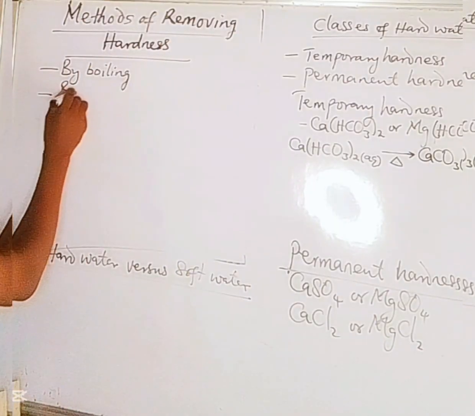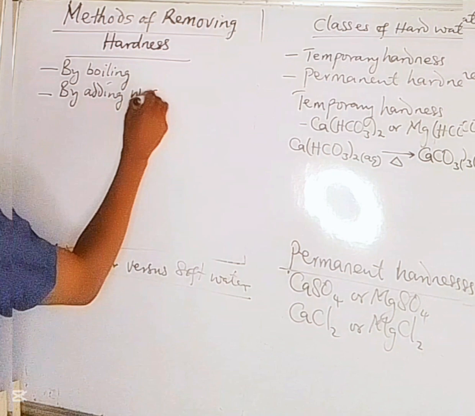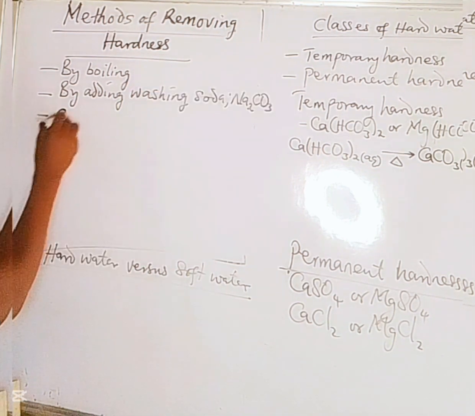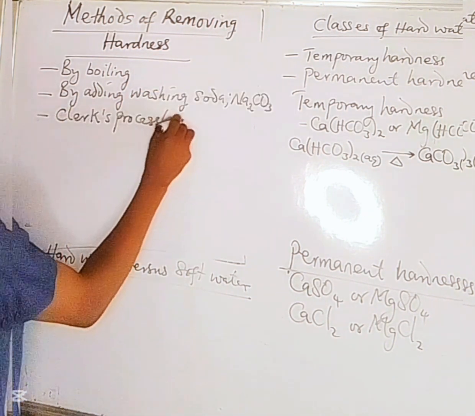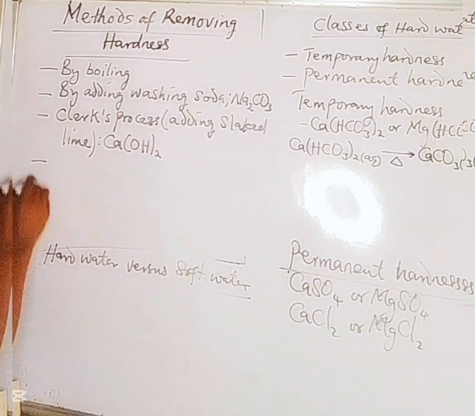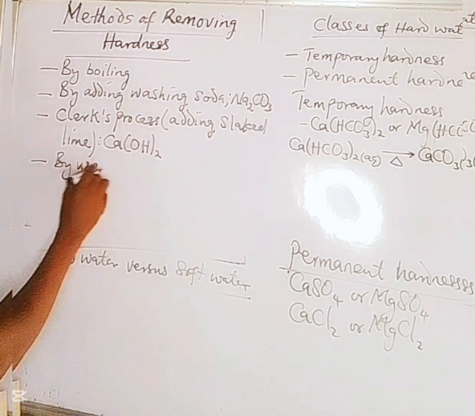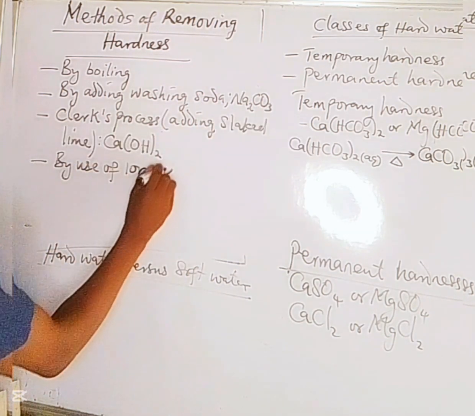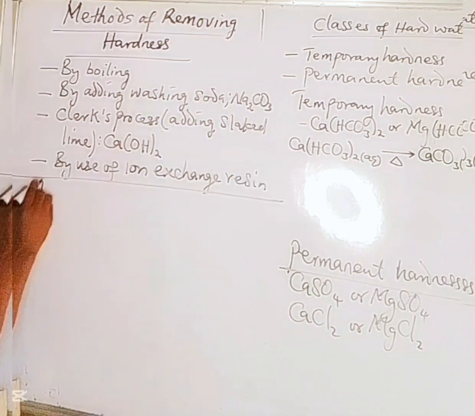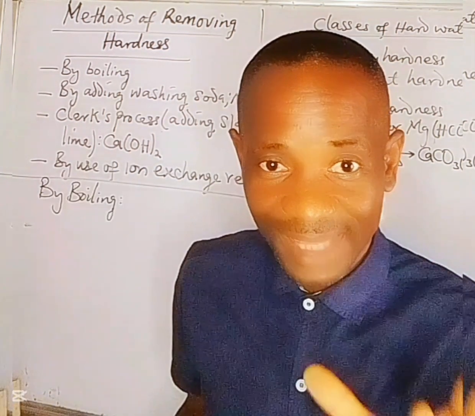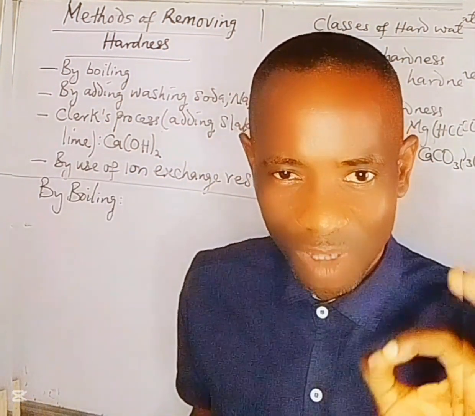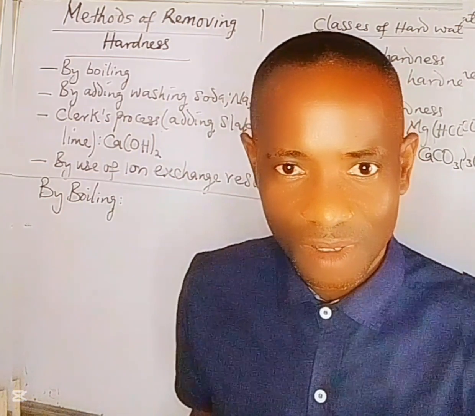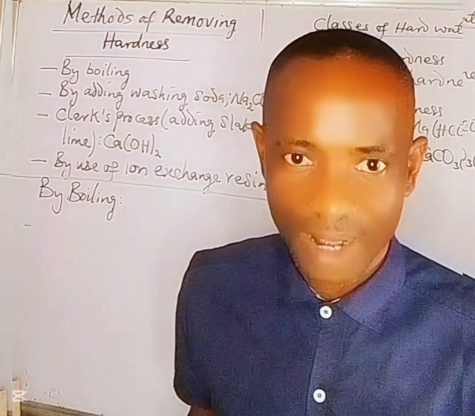Number 1 is by boiling. Number 2 is by adding washing soda. Number 3 is Clark's process, or by adding slaked lime. Number 4 is by use of ion exchange resin. By boiling: when you boil temporarily hard water, there is what is called thermal decomposition of the calcium bicarbonate.